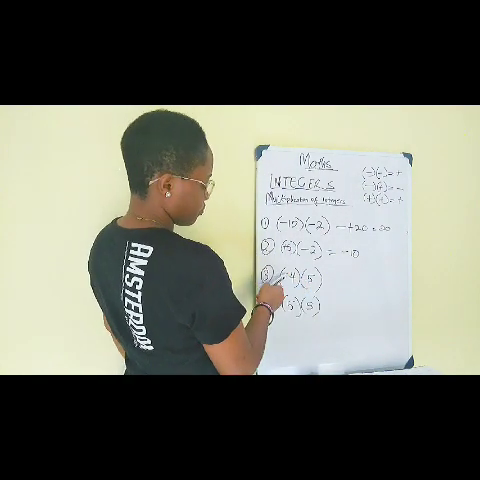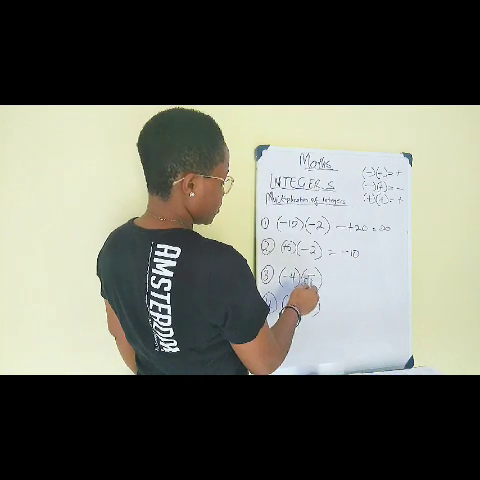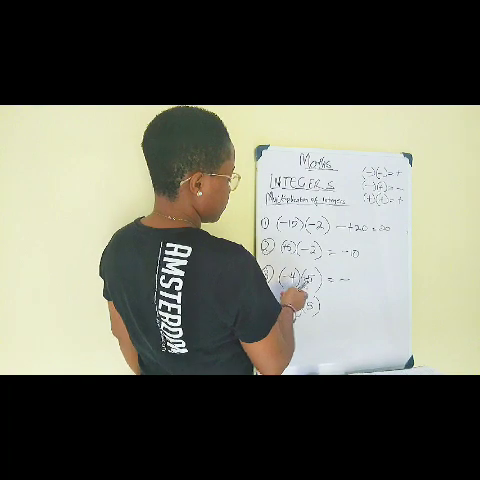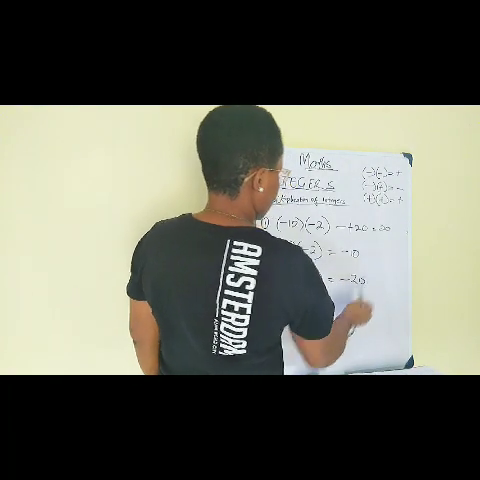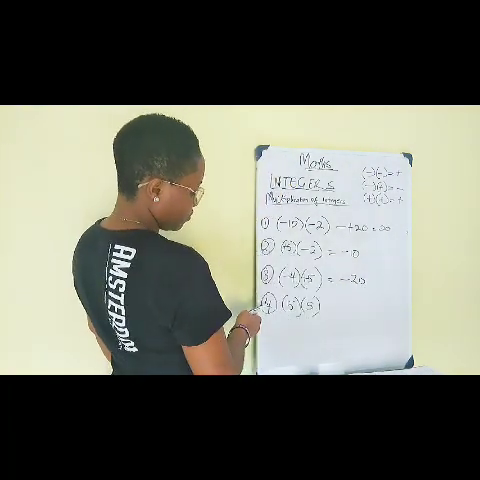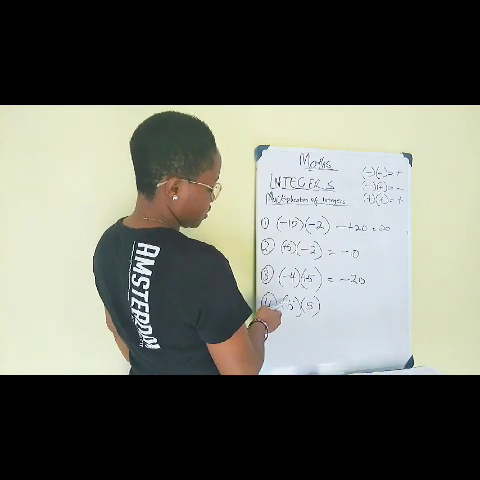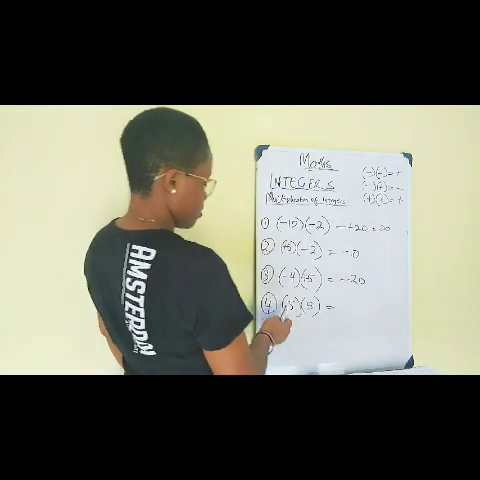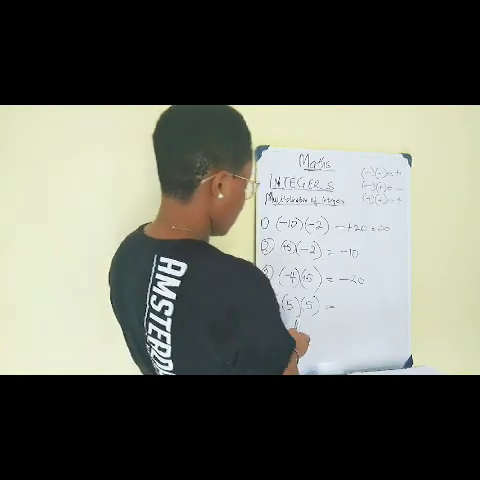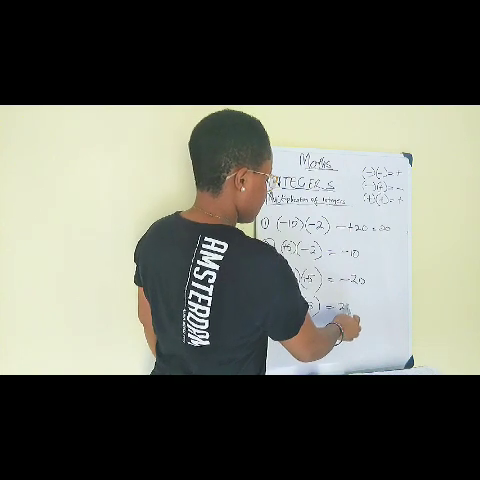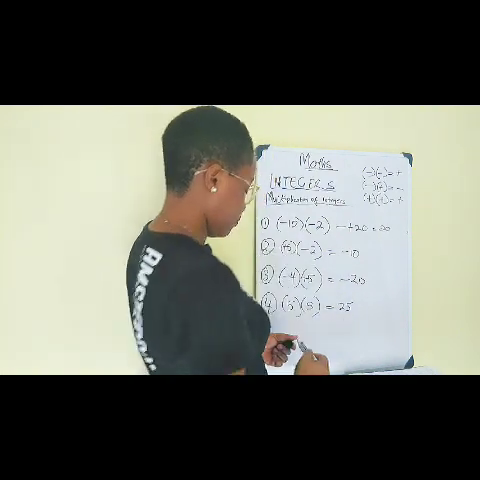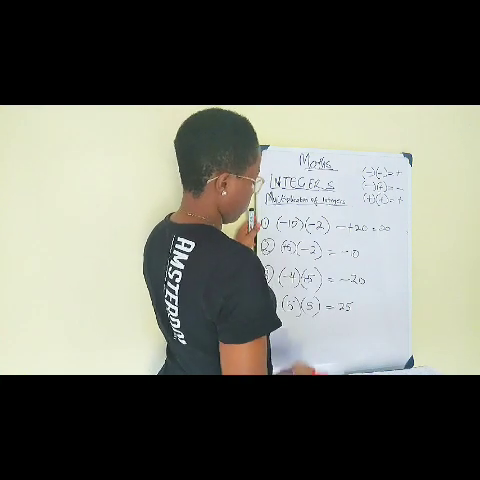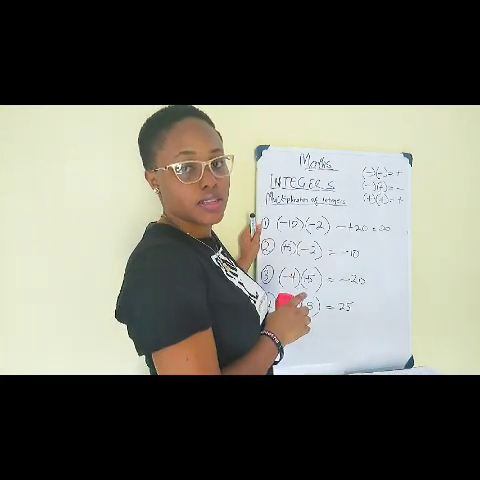The third one, negative times positive will give us negative. 4 times 5 will give us 20. Now, the fourth one, this is a positive multiplying another positive. So we have 5 times 5 is 25. So this is the answer that you're supposed to get.